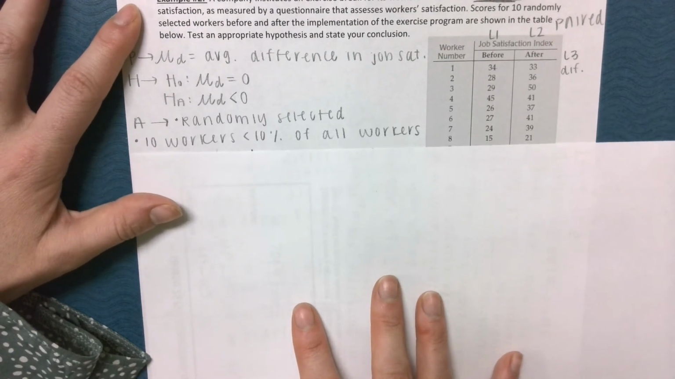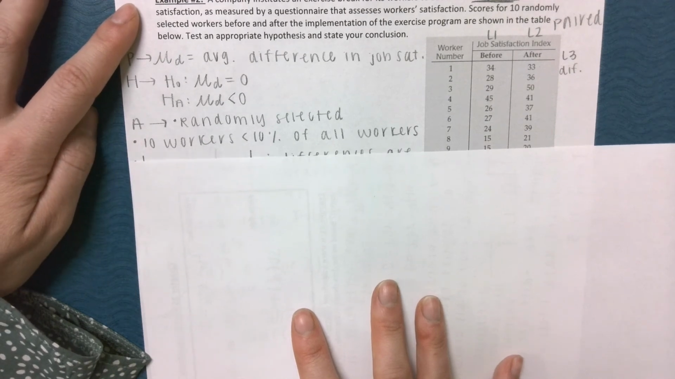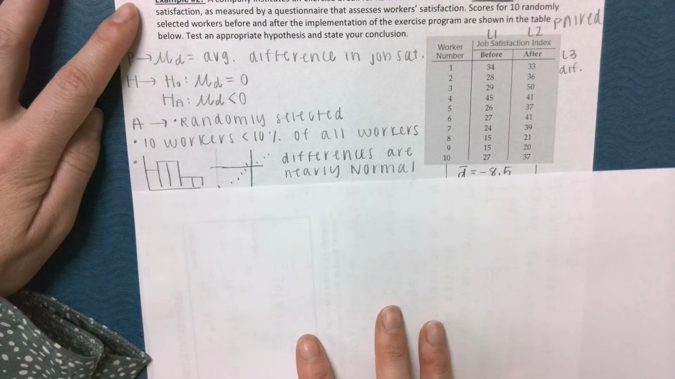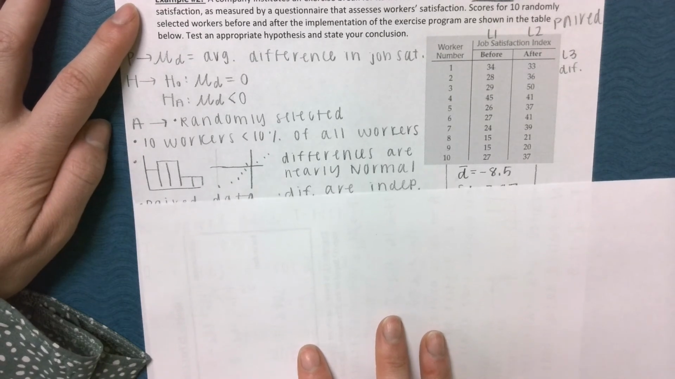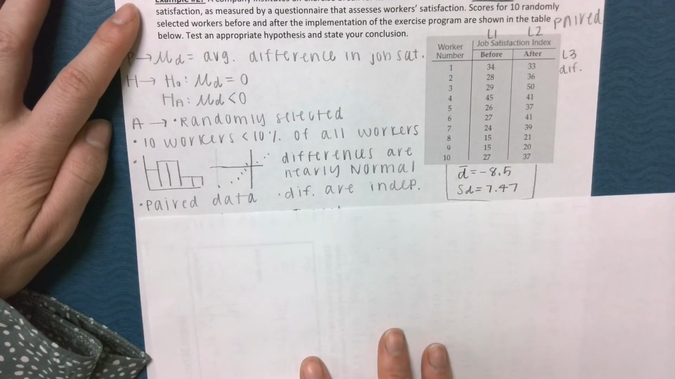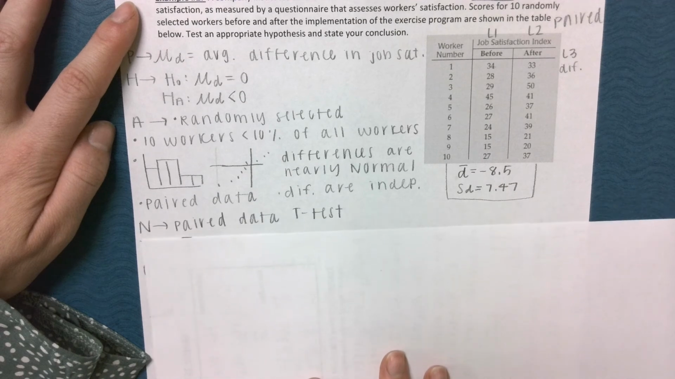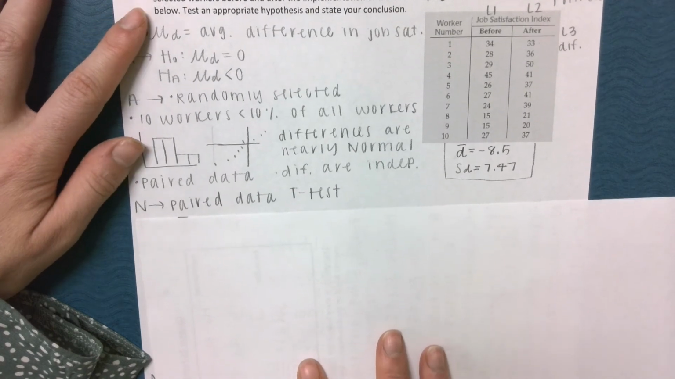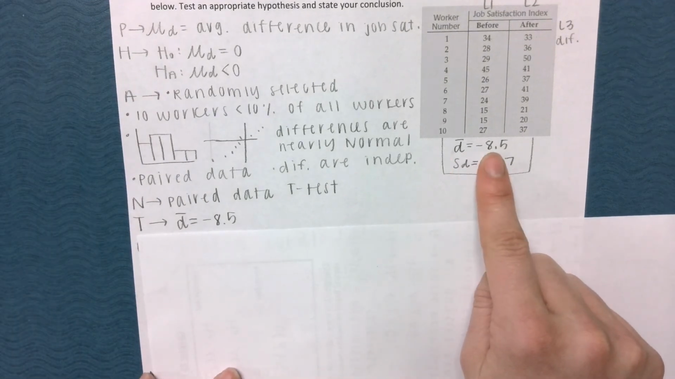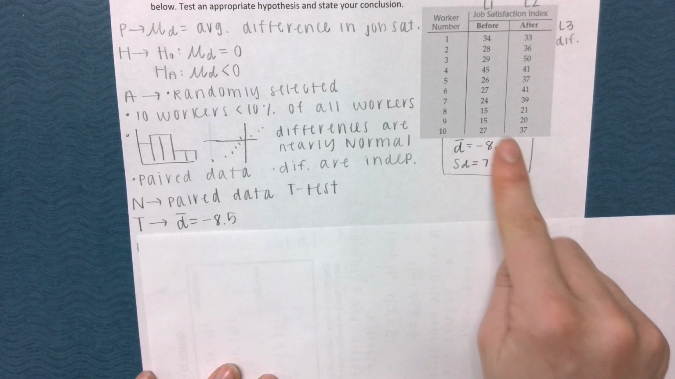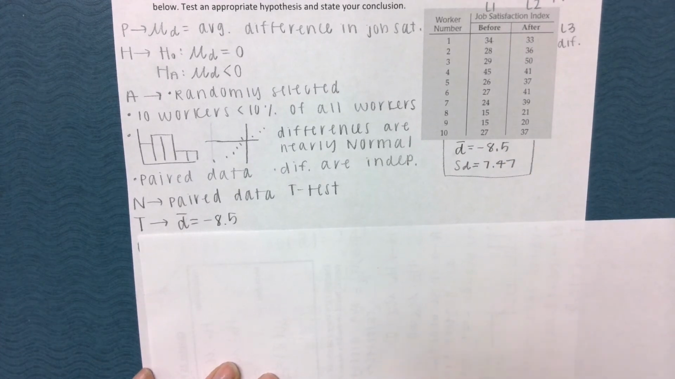Okay, checking conditions. It said that the workers were randomly selected. 10 workers is definitely less than 10% of all workers. Creating my histogram and probability plot, they definitely looked somewhat normal. This was paired data, and the differences should be independent. Okay, this is a paired data t-test. Using my calculator, I found the average of the differences and the standard deviation. Again, that is coming from L3, so make sure you change your 1-var stats to pull from L3.